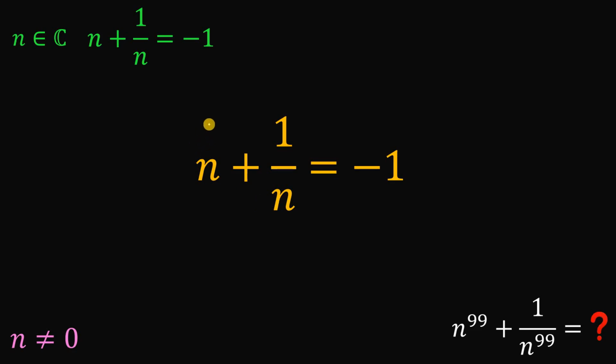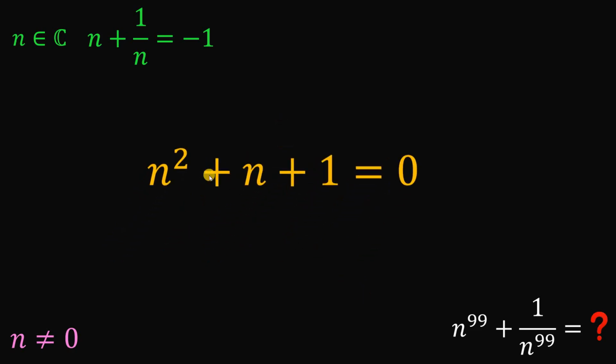Now, what we're going to do here is multiply all of these terms by n. This is allowed because n here is not equal to 0. So, we have n squared plus 1 equals negative n. Now, rearrange some terms a little bit. Now, let's focus on this result.